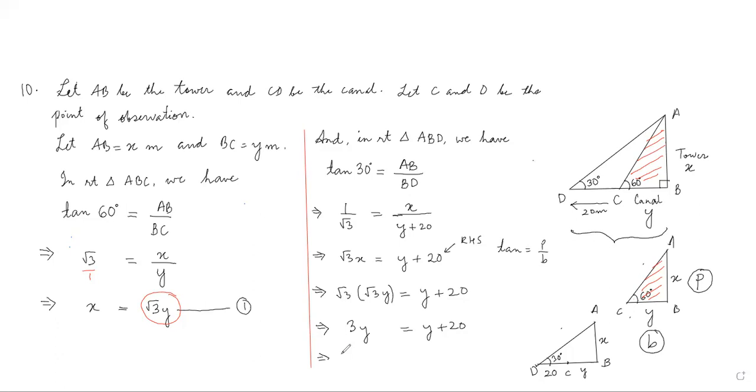Arrange, so 3y minus y equals 20. What is the y value? 2y equal to 20. So y equals 20 by 2, y equals 10.